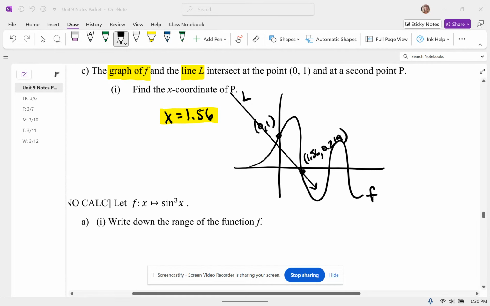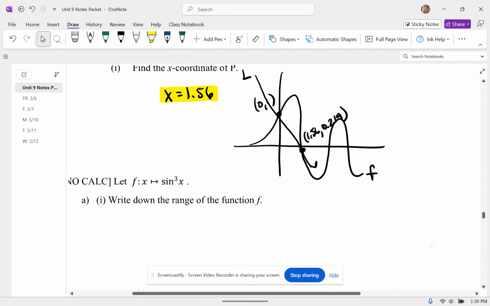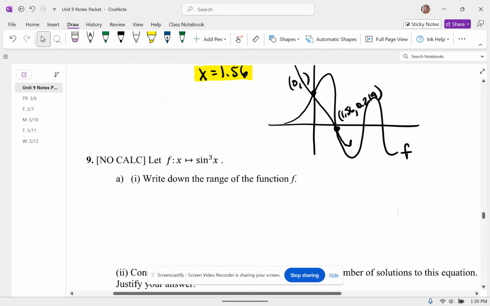It didn't even cross at 0, 1. What are we doing here? There you go. 1.8. 1.56.